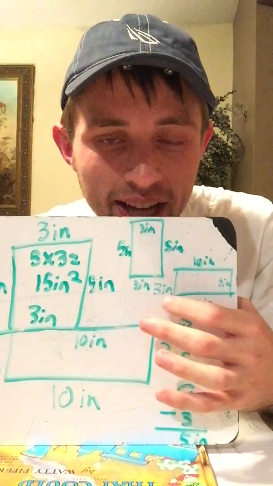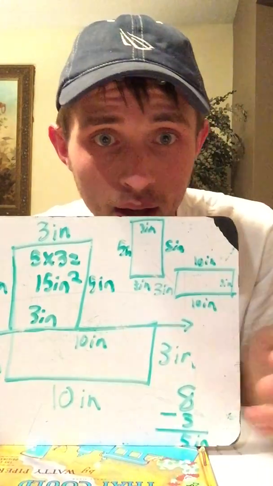What is the length of this shape? 3. What is the width? 10. So I'm going to multiply 3 times 10, which is going to give me 30 inches squared.